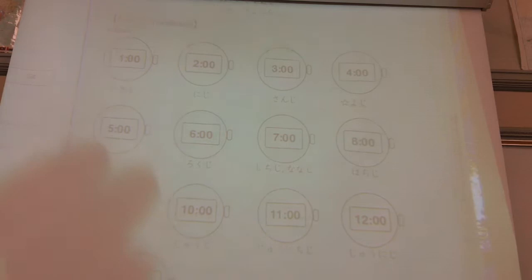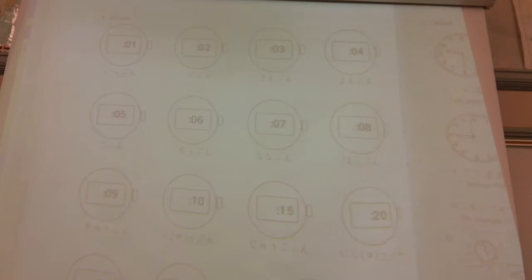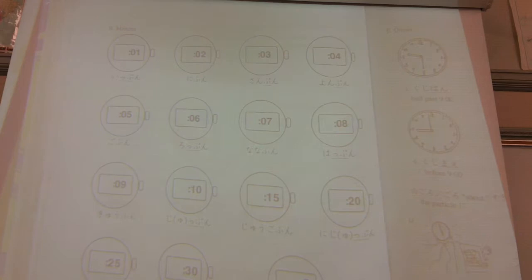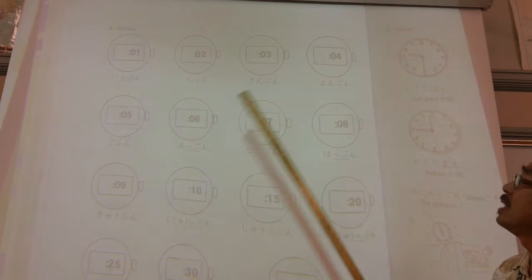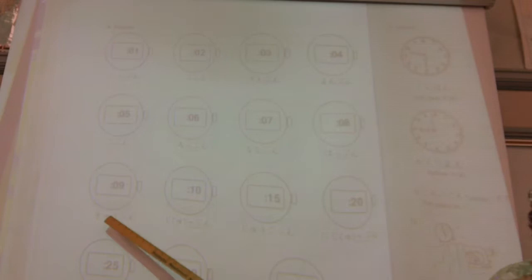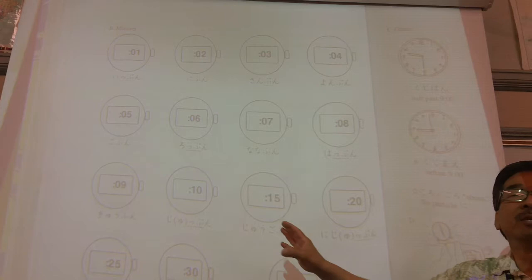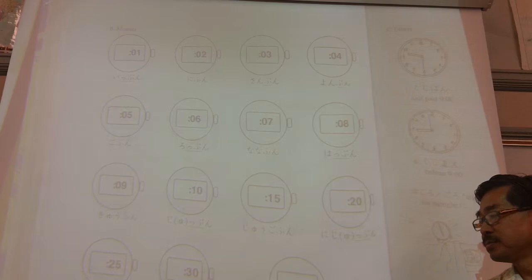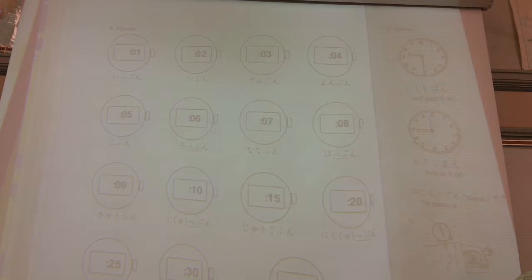So now, minutes. The counter. 1分. 2分. 3分, 4分, 5分, 6分, 7分, 8分, 9分, 10分, 15分, 20分, 25分, 30分、何分、何時、何分です、10時15分です、10時14分。So that's the easy part.